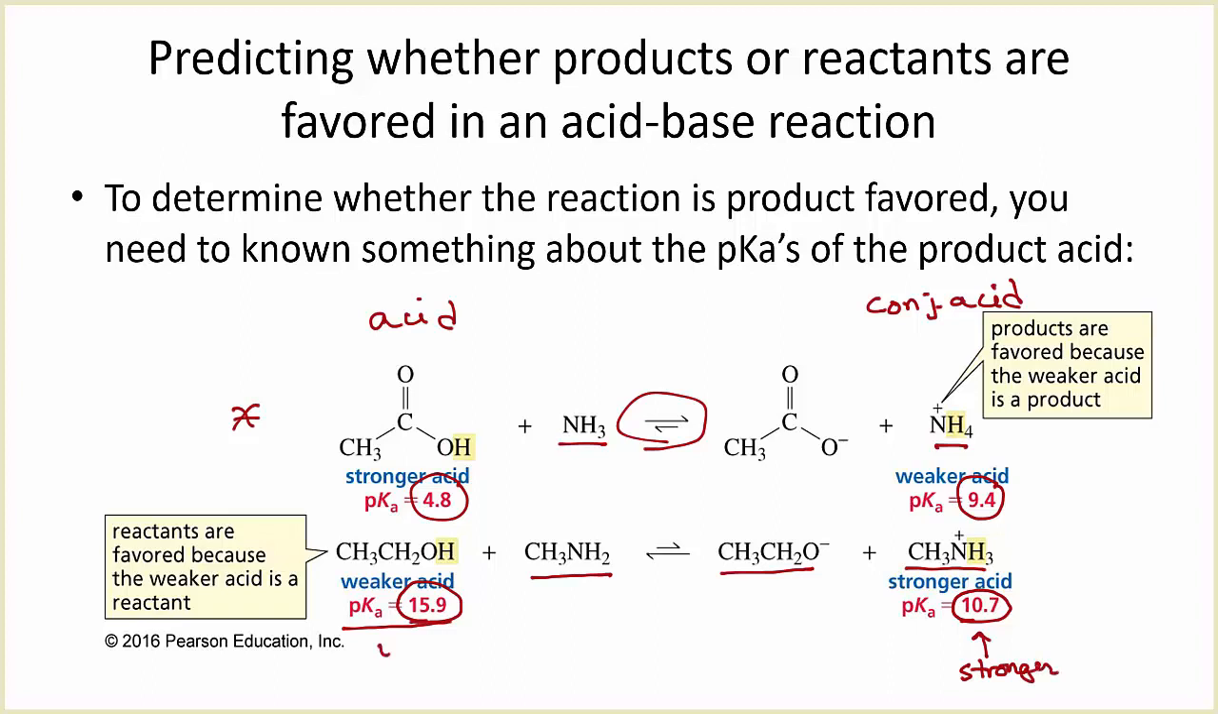and this is the weaker. So the equilibrium, when you look at that arrow, favors the reaction staying on the left-hand side of the reaction arrow and mostly being in reactant form rather than going over to products completely.